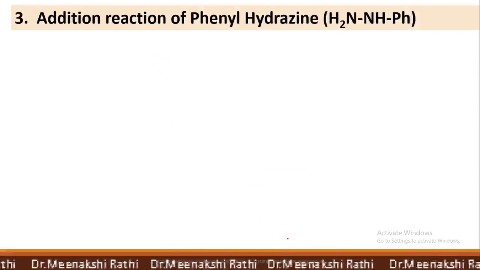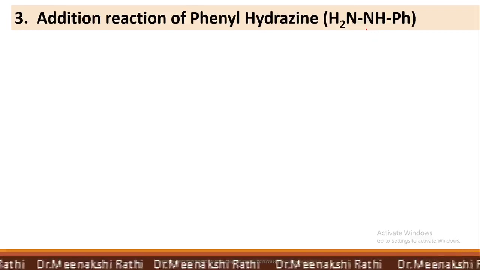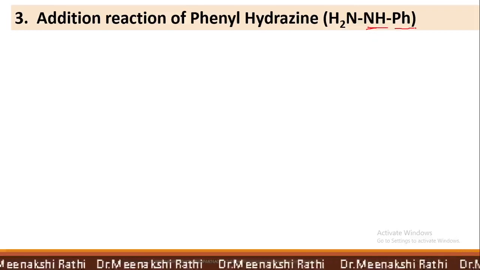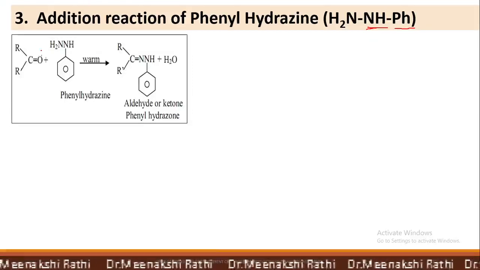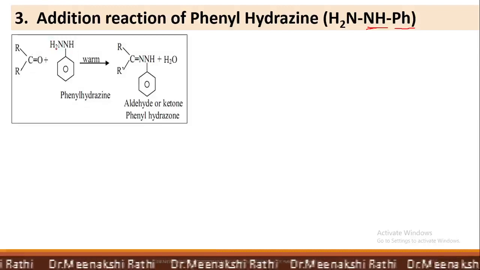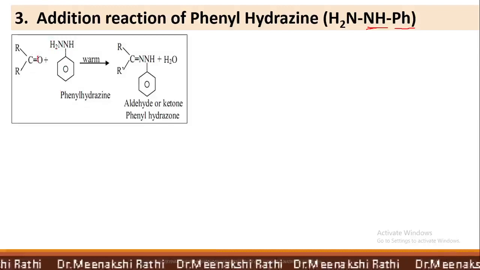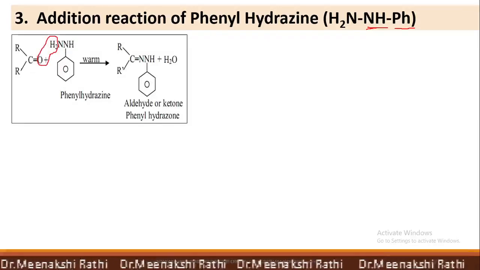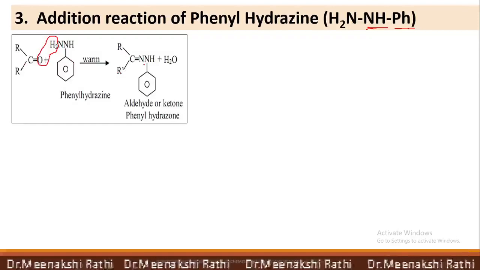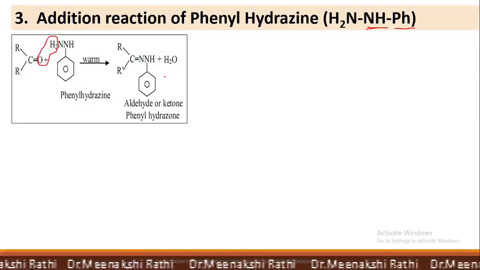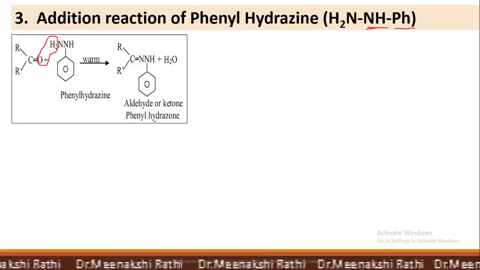Next is the addition reaction of phenylhydrazine. Phenylhydrazine means when one hydrogen atom of hydrazine is replaced by phenyl ring. Here we get, when acetone reacts with NH2NH benzene ring, that is phenylhydrazine, here again water molecule is removed and these two are combined. So we get R, C, R double bond NH benzene ring plus H2O. That is aldehyde or ketone phenylhydrazone.